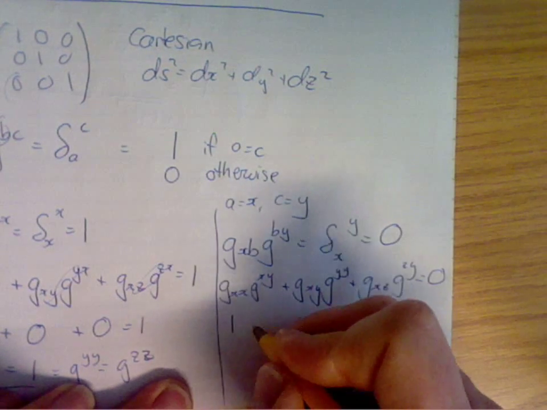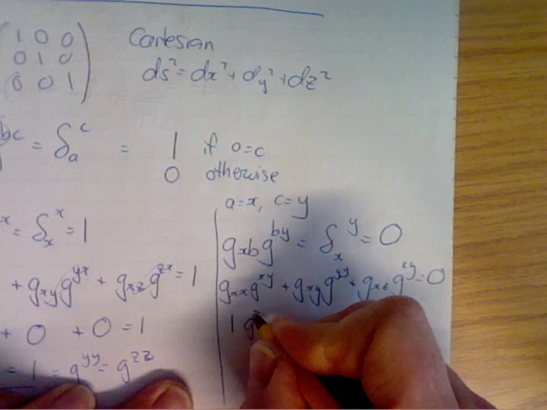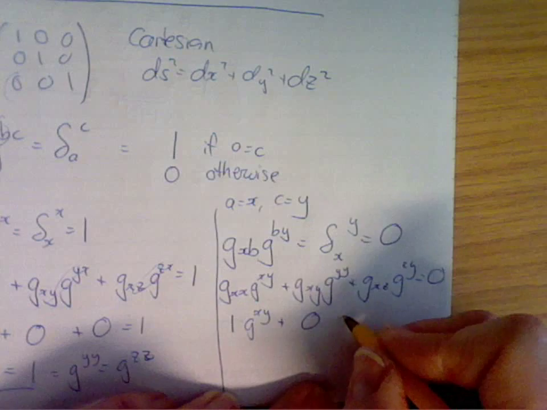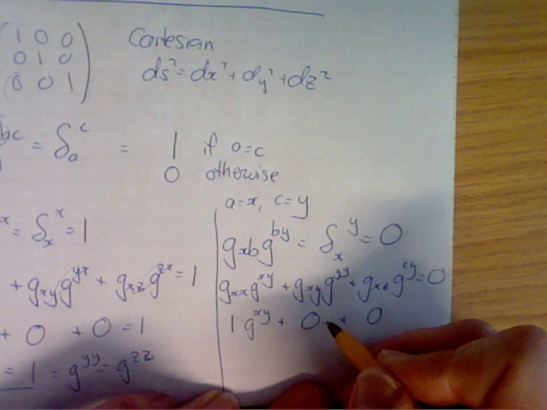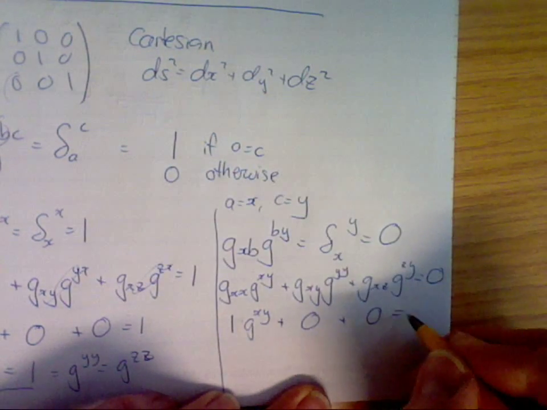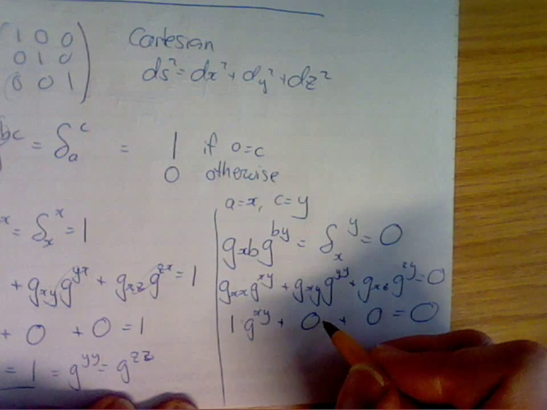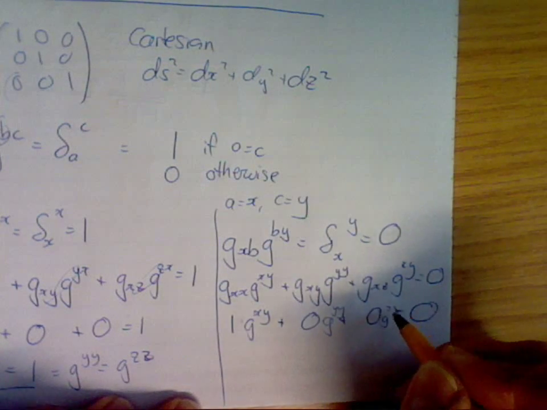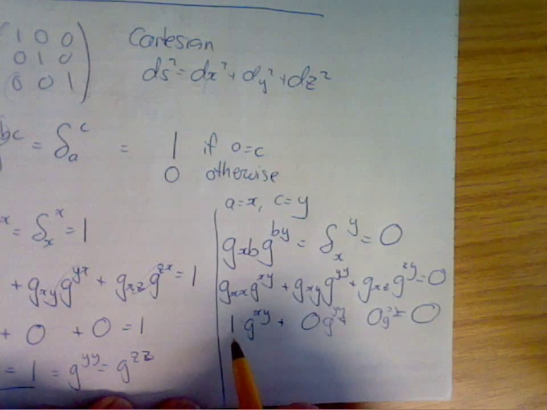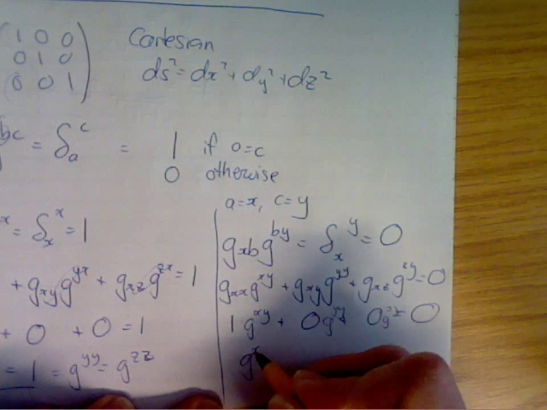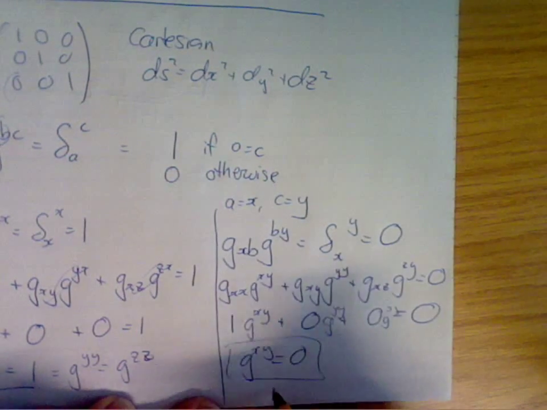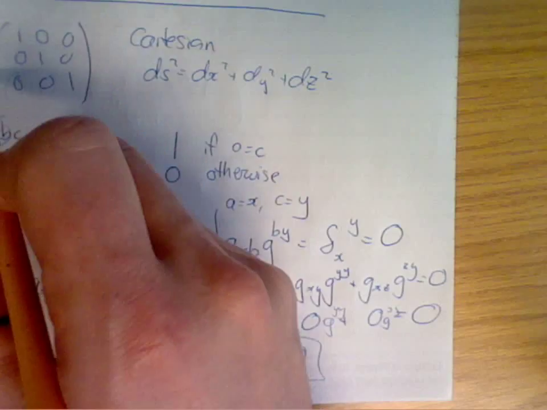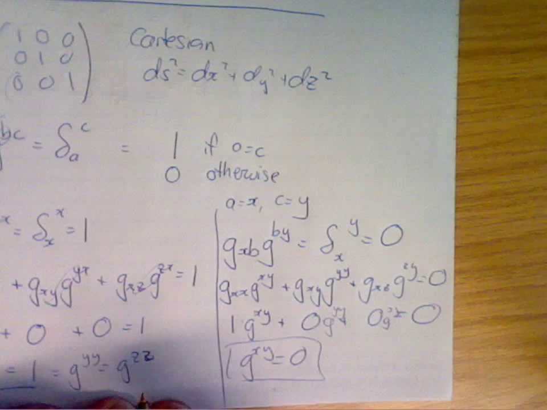g_XX is equal to 1 times this term here, g^XY, which we don't know yet. g_XY is 0, we said that before. g_XZ is 0, and so it doesn't matter what g^YY is, it's multiplied by 0. So effectively this is 0 times g^YY, this is 0 times g^ZY, but who cares? So this equation ends up being g^XY is equal to 0. So that gives us straight away another off-diagonal element is 0. So indeed, this is the covariant form, the contravariant form is just the same. Easy peasy.